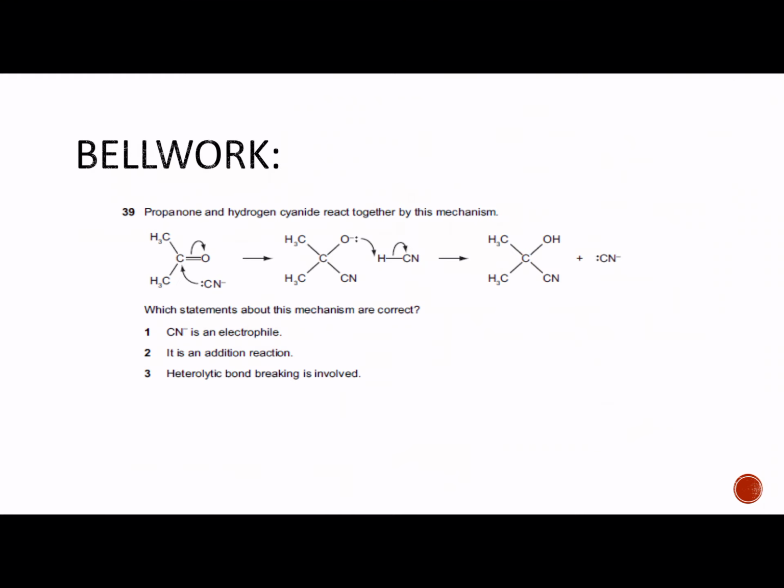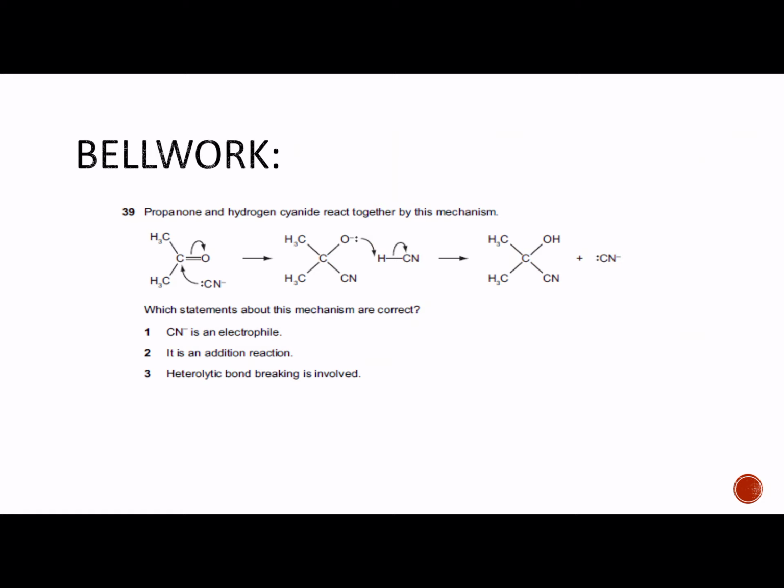All right, so bell work. Take a look at this mechanism. Look at the curly arrows, look at the charges, and I want you to think about what statements about this mechanism you believe are correct. Go ahead and pause the video for a moment and answer it on your own, and then when you're ready to hear, turn the video back on. All right, here we go.